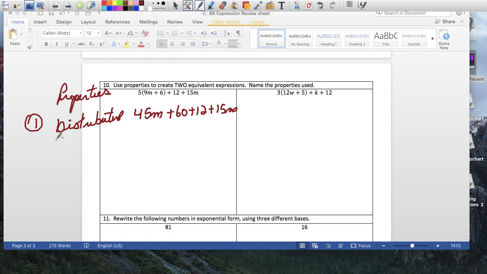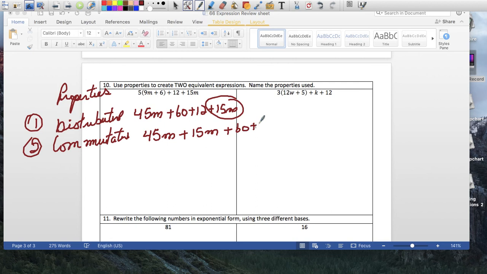What can I use now? I can use the commutative property, and I can move things around, right? So I'm going to write 45m, and I'm going to bring this 15m guy here next to it. So 15m, and then plus 60 plus 12. The associative property: I can group these two, right, to add. So I'm going to get 45 and 15 is 60m.